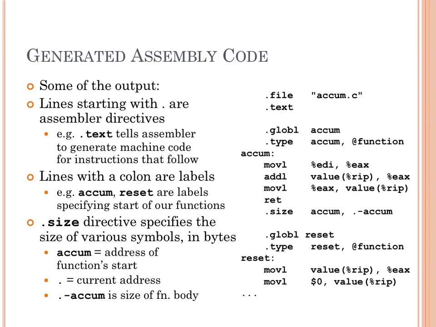So it says .size, accum. Remember that accum is a label, but it's also the name of a function. So that's what you see when you see the .type accum, @function. And so .size is basically saying dot minus accum. So dot is the current address, and accum is the starting address. Obviously, the current address minus the starting address will tell you the size in bytes. Okay, so that's just another example of some of the details here.